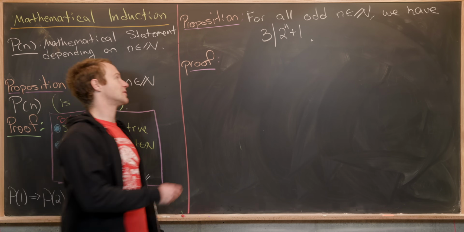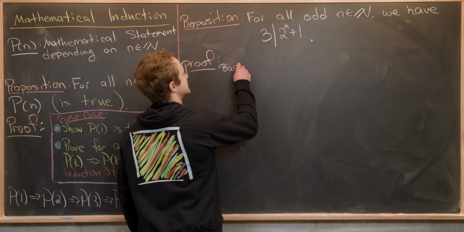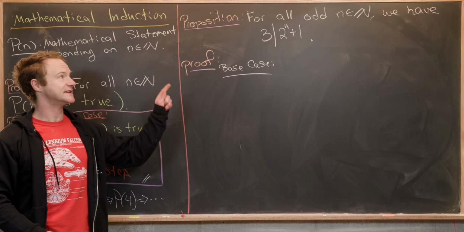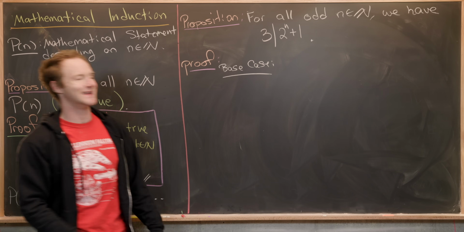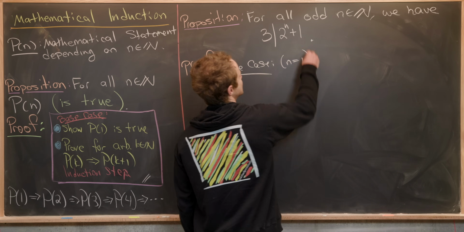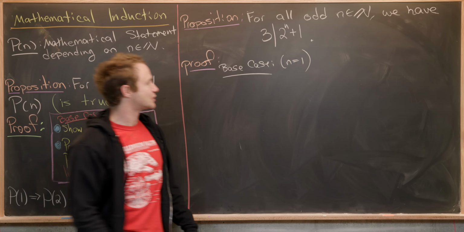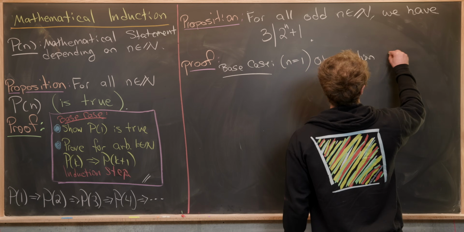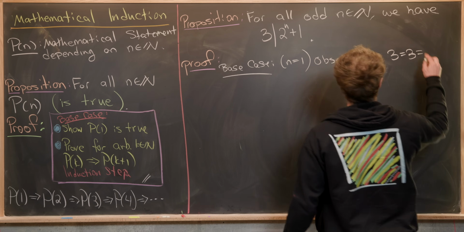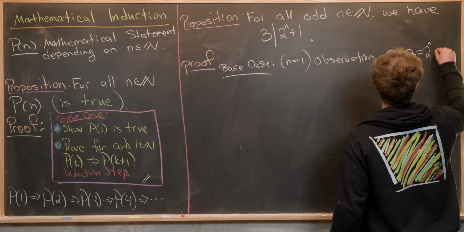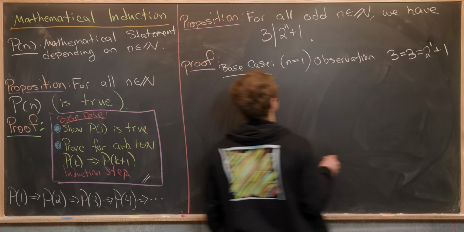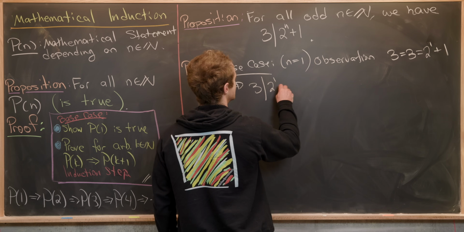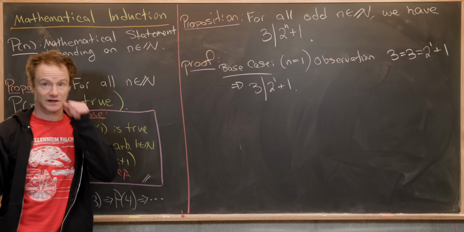So let's go ahead and jump into this proof with the base case. Like I said, the base case will be the first case. In this case, it'll be the first odd number, which is when n equals 1. So let's point out here that we're setting n equal to 1, and we'll make the quick observation that 3 is equal to 3, which we can write as 2^1 + 1. But that means that we have 3 divides 2^1 + 1, and that establishes our base case.